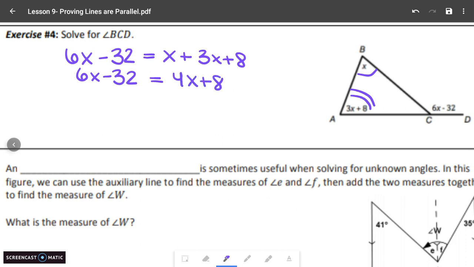I'm going to subtract 4x from both sides to end up with 2x. While I add 32 to both sides, I get 40. And when I divide by 2, x is equal to 20.